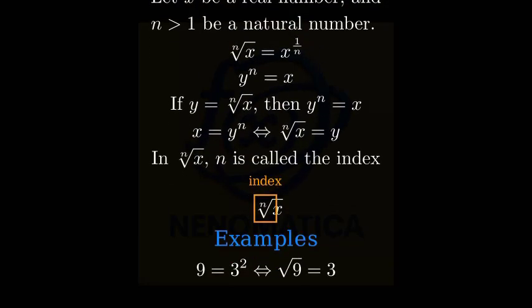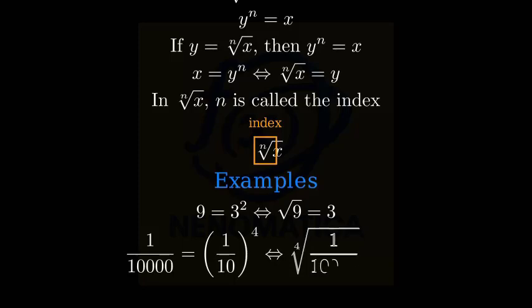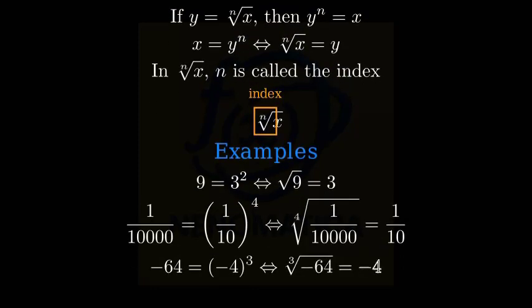First example, 9 equals 3 squared, so we can say that the square root of 9 equals 3. Second example, 1 over 10,000 equals the fraction 1 over 10 raised to the power 4. So we can say that the fourth root of 1 over 10,000 equals 1 over 10. Third example, negative 64 equals negative 4 cubed. So we can say that the cube root of negative 64 equals negative 4.